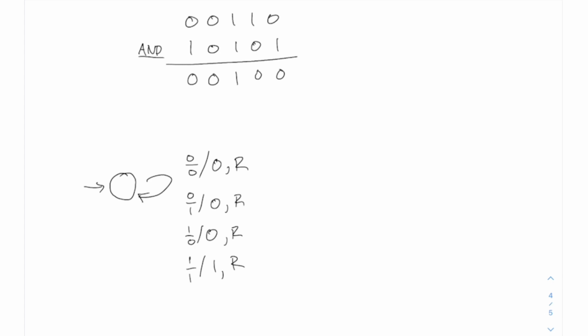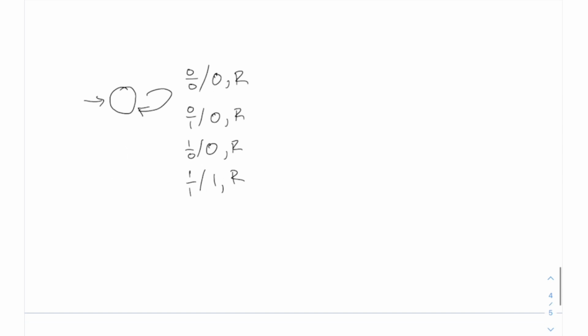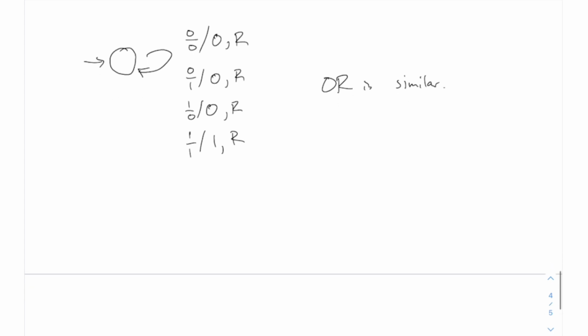Could you do the bitwise OR? Yeah, actually, almost nothing would change. It's just these answers here you would change according to OR. It would say 0, 1, 1, 1. That would be the difference if you wanted to do the bitwise OR. Not all that complicated. I'll just say OR is similar. All right. How about bitwise addition? This is the real deal here.